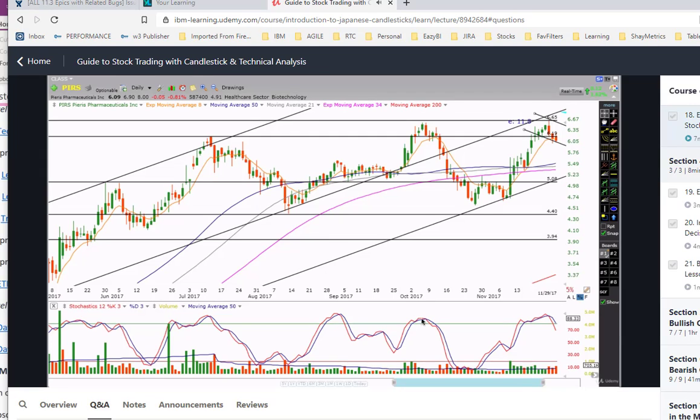You also have the indicators. You see the red line and the blue line. The red line is crossing over. That's the one that moves slower, and the blue line is the one that moves faster.